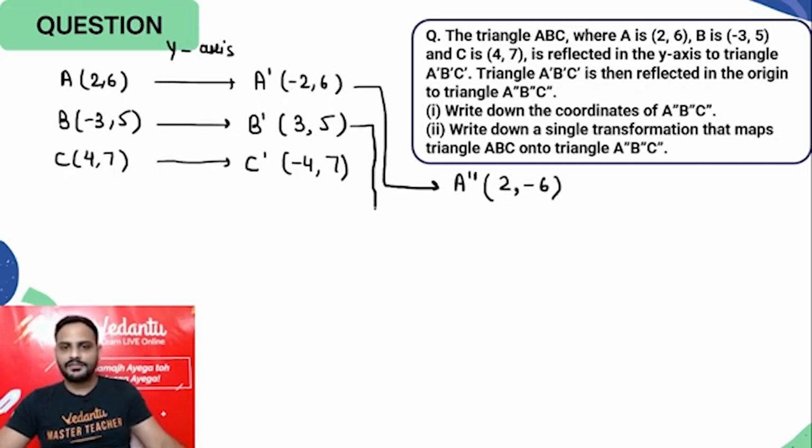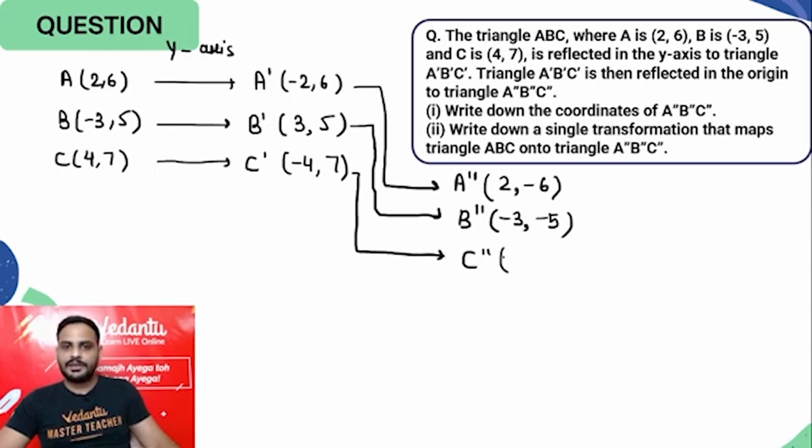B double dash will be what? So B double dash, 3 will become minus 3, 5 will become minus 5. And C double dash, reflection under origin, C double dash will be equal to minus 4 will become 4, 7 will become minus 7. So this is the reflection under origin. Okay, all the coordinates we have got. So write the coordinates of A dash B dash, A double dash B double dash C double dash.